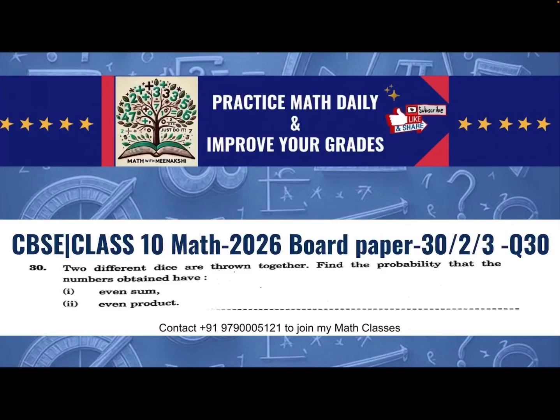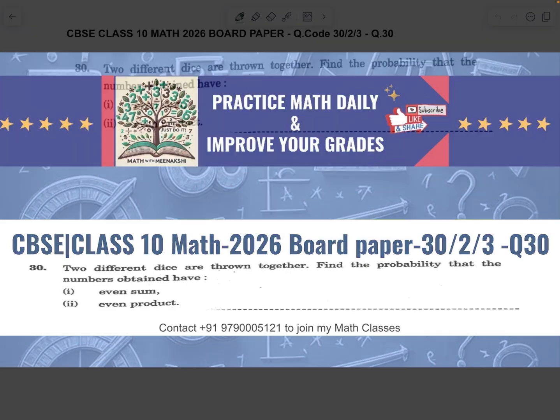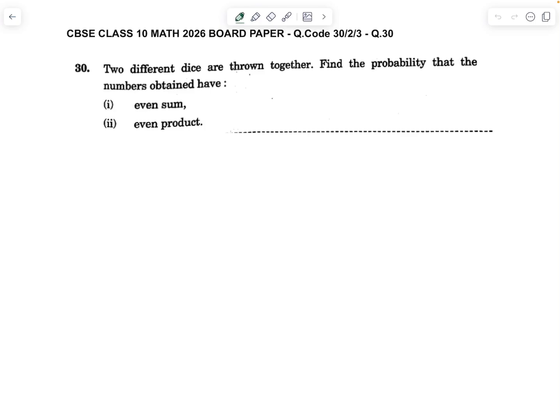Hello all, in this video I'm going to solve question number 30 from the CBSE class 10 standard math 2026 board paper. The question paper code is 30/2/3. Question 30 says: two different dice are thrown together. Find the probability that the numbers obtained have an even sum and an even product.